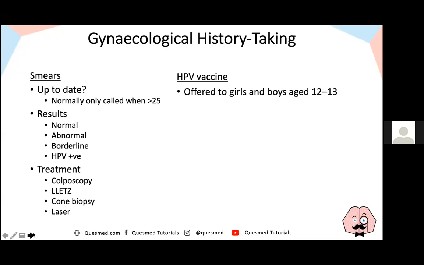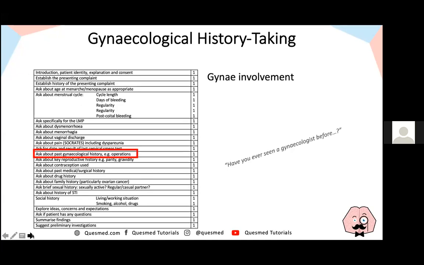I also specifically ask them if they've ever seen a gynaecologist or if they've ever had any gynae operations. So particularly in older women, they might have had an operation for a prolapse that they totally forget to tell you about. So that's the kind of thing you do want to know. Have they ever been to a gynaecologist for any reason before? Are there any operations we should be aware of?